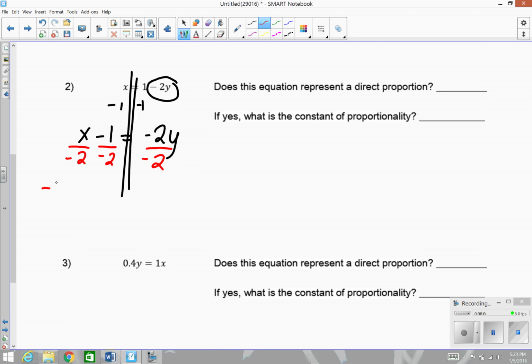Okay, so we end up getting negative x over 2. Negative divided by a negative is actually a positive. I'm just going to leave it as 1/2. No need to stress about it. Equals y. And I think you can probably tell that this is a little too messy to be proportional.